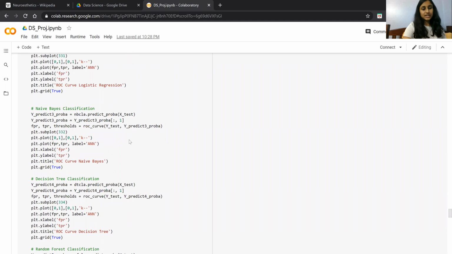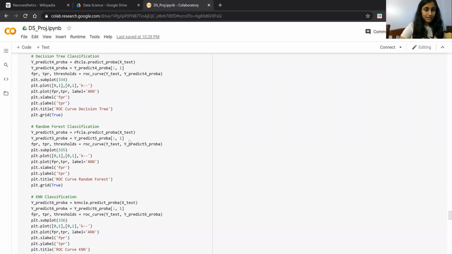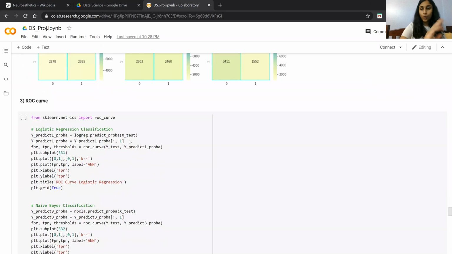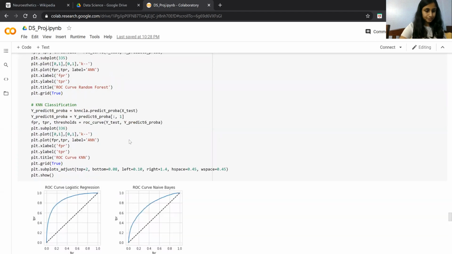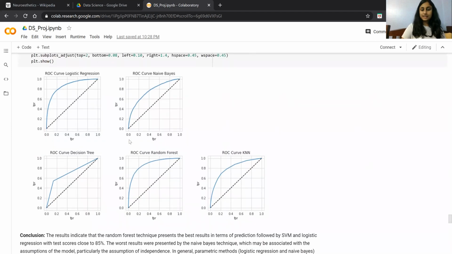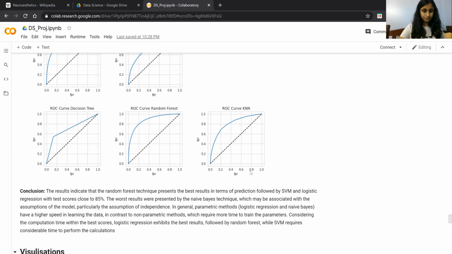FPR being false positive rates, TPR is the true positive rates. So we've printed the ROC curves for all the algorithms, that is all the 5 algorithms that I just showed. Okay. So this is the graph. This is the figure. ROC curve for logistic regression, for naive-Bayes, for decision tree, for random forest, and this one for KNN.